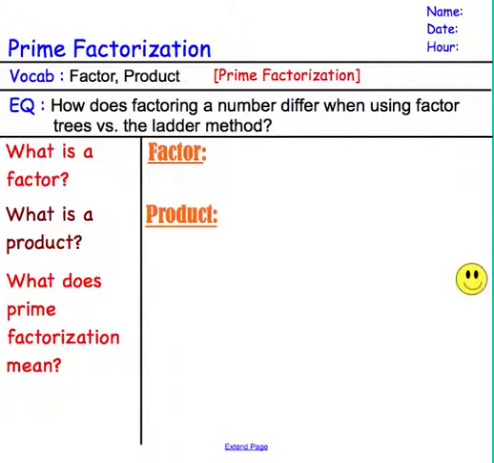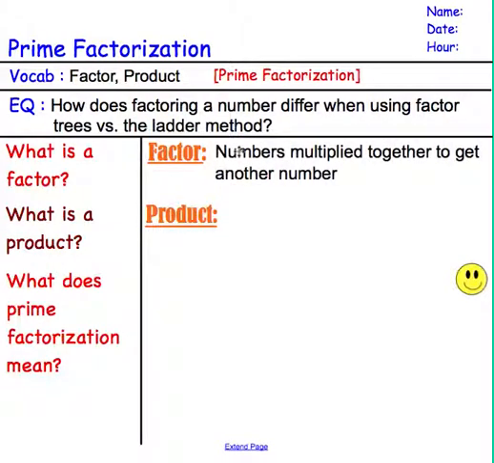Today we are going to take a look at prime factorization. In order to do that, we need to know what factors, products, and prime factorization are. Taking a look at what a factor is: a factor is those numbers that are multiplied together to get another number. For example, factors of 6 are 2 and 3, or 1 and 6, because when you multiply them together, you get your other number, your 6 that you're looking for.